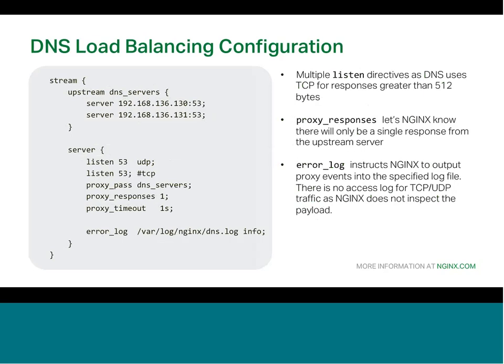Something else that's a common application to load balance is DNS. DNS uses both UDP and TCP, and it uses TCP if the response is greater than 512 bytes. Otherwise, by default, it uses UDP.